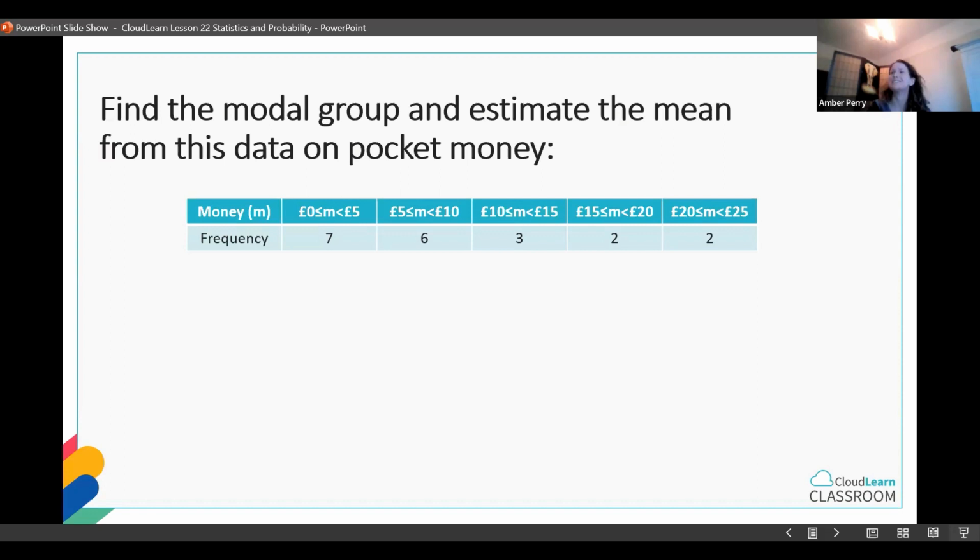Yeah, correct. Well done. Sorry, it's not the easiest to type in all those symbols, but yes, it is the first group there with the frequency 7. So the modal group is 0 to 5.